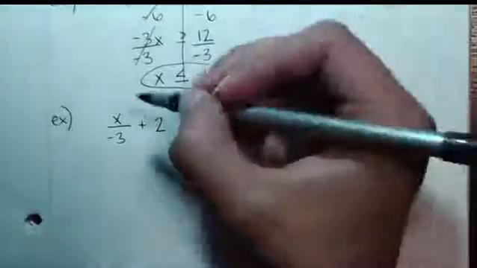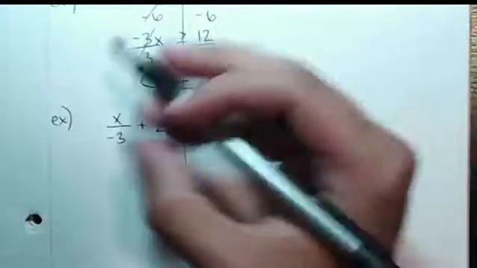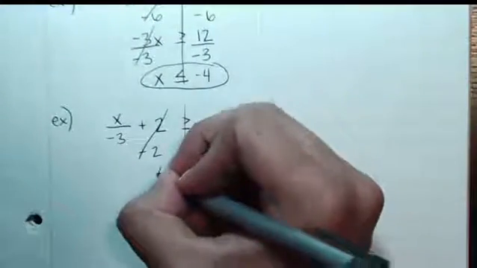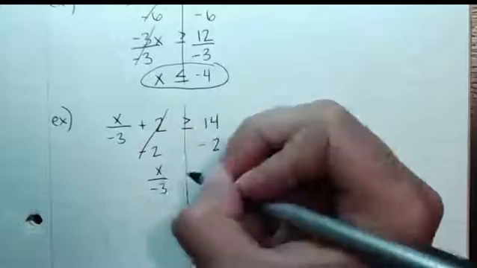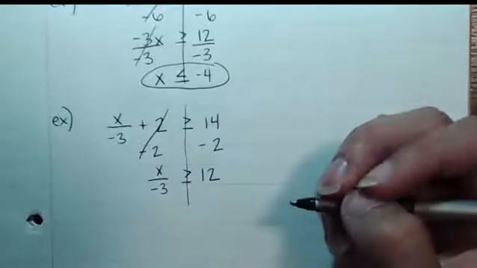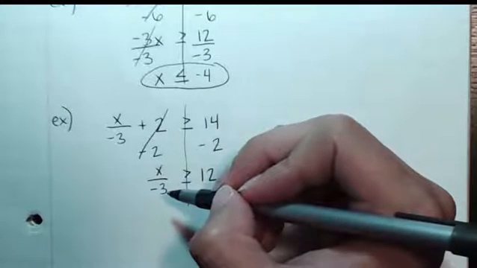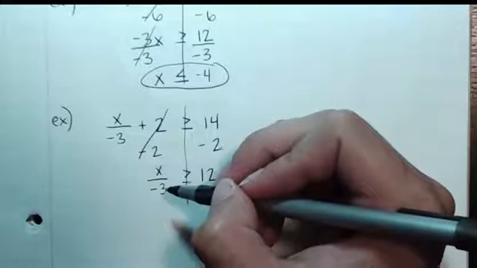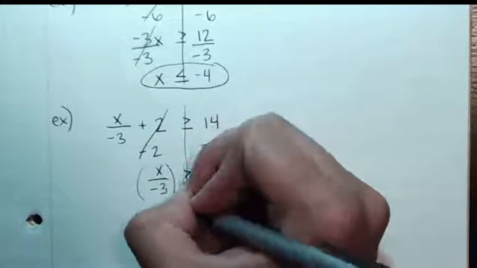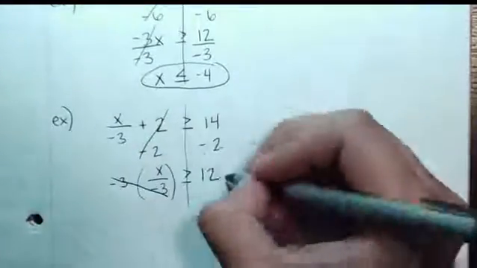Okay, again, I want to get x by itself, so on this left side I want to get rid of this positive 2, so I'm going to subtract 2 on both sides, which leaves me with x divided by negative 3 is greater than or equal to 12. Now this is x divided by negative 3. I want to do the inverse operation, which means since I'm dividing by negative 3, I'm going to multiply by negative 3 on both sides.